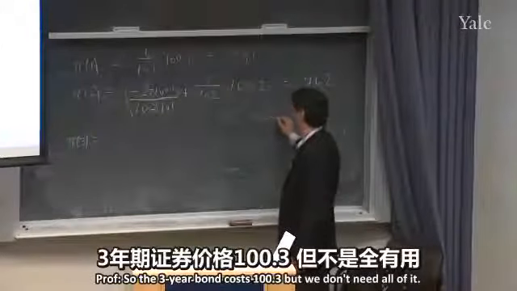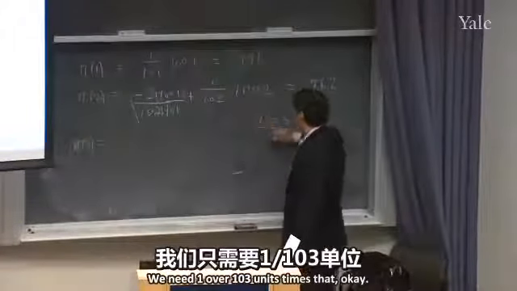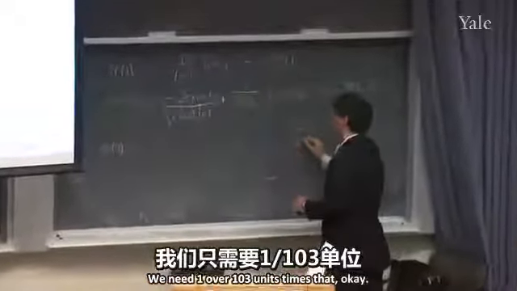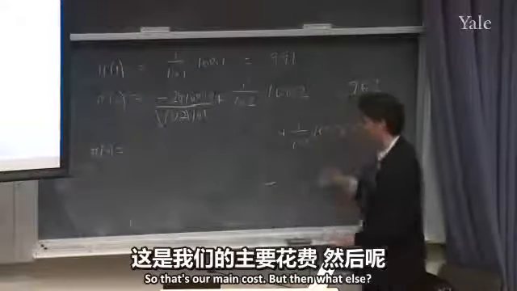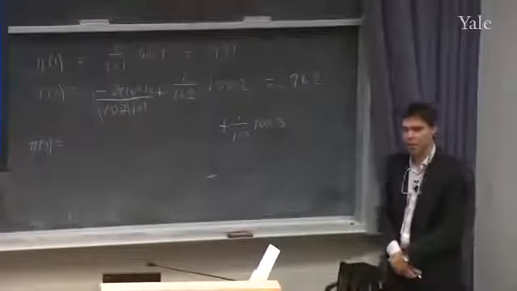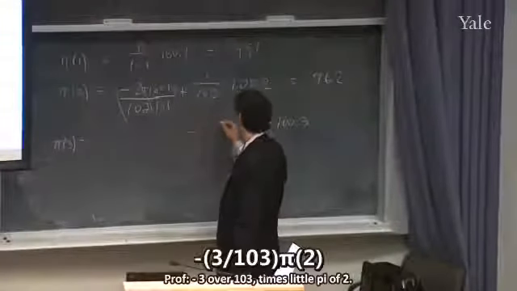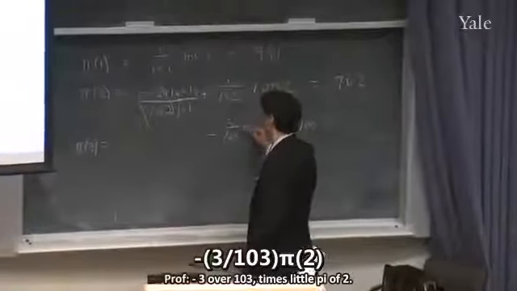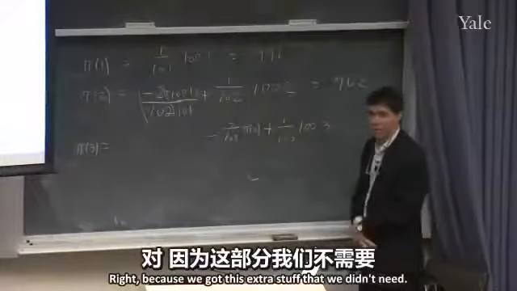So the 3-year bond costs 100.3, but we don't need all of it. We need 1 over 103 units times that. Okay, so that's our main cost. But then what else? Minus 3 over 103 times little pi of 2, right? Because we got this extra stuff that we didn't need.